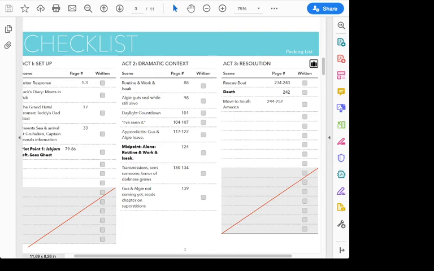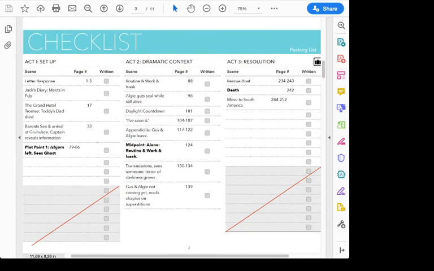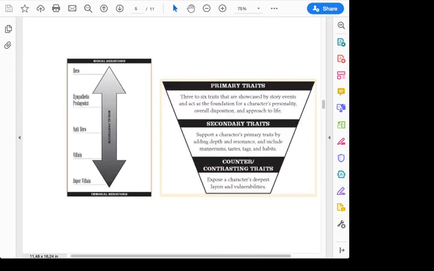And we get to Act 3, which is the resolution, where the rescue boat comes. But even as they are leaving this place, somebody falls into the ocean and there's a death. And in the very end, in resolution, our main character moves to South America. Okay, so that gives you an idea of how you could break down your own scene list and insert plot points so that you can visualize them.